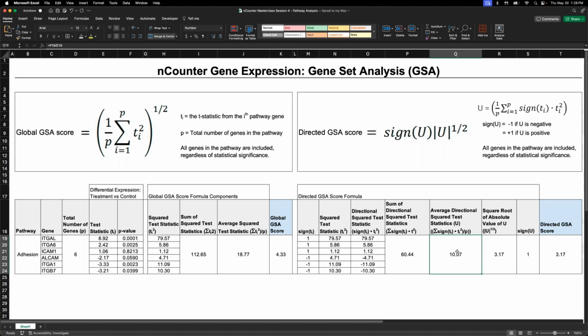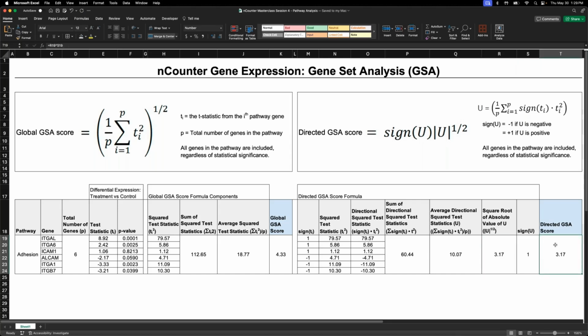So we take 10.07, which is U. Let's take the absolute value and then take the square root of it. That's 3.17. We figure out what is the sign of U. Is it positive or negative? In this case, it is positive. So we're assigning a value of 1 here. And to get our directed score, it's 3.17 times 1.